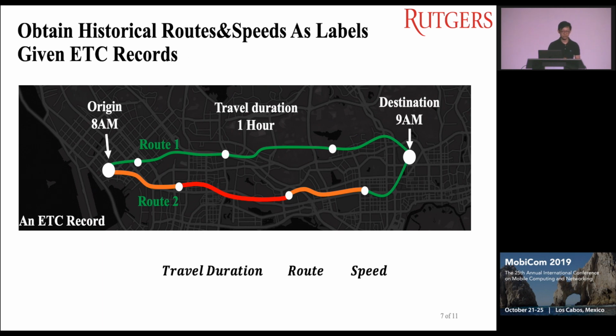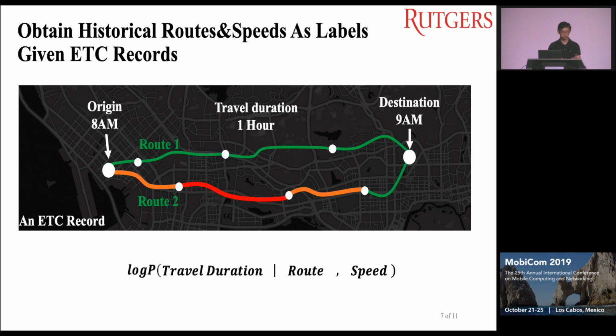So we find that both the route and speed work together to determine the travel duration. That means there is a strong relationship between the travel duration we observed and the route and speed they choose. So then we conclude our problem as: can we find a combination of the route and speed that maximizes our observation of the travel duration? For example, can we find the route 2 and the driving speed at different route segments to maximize our observation of the 1 hour travel duration?